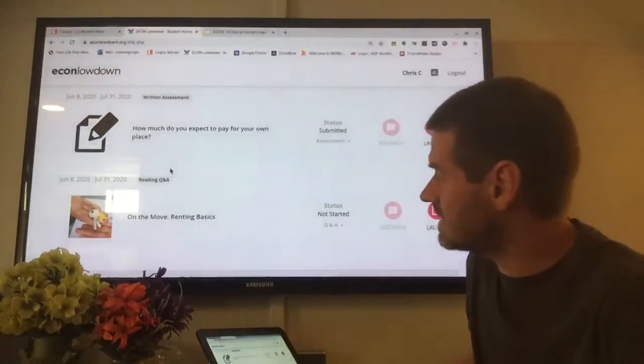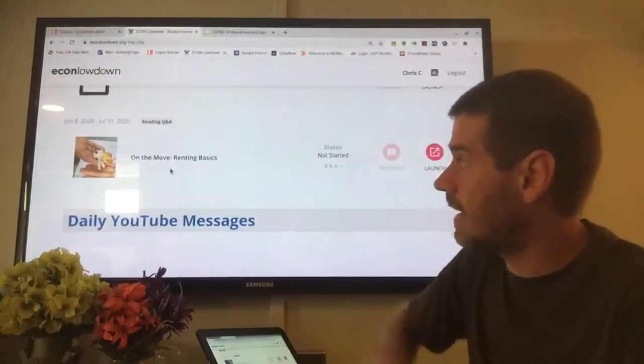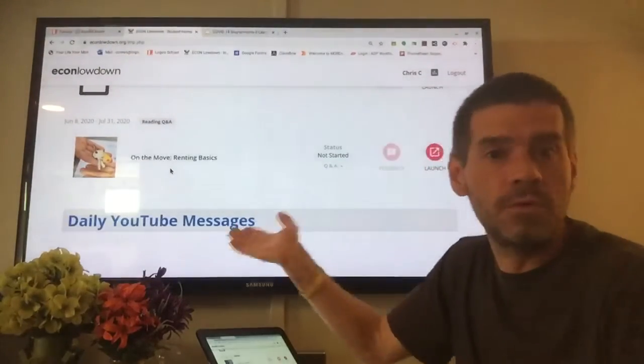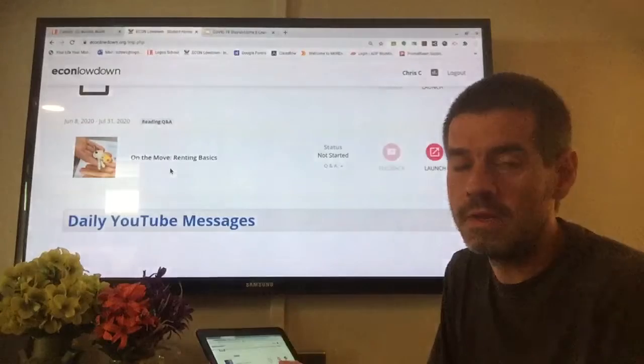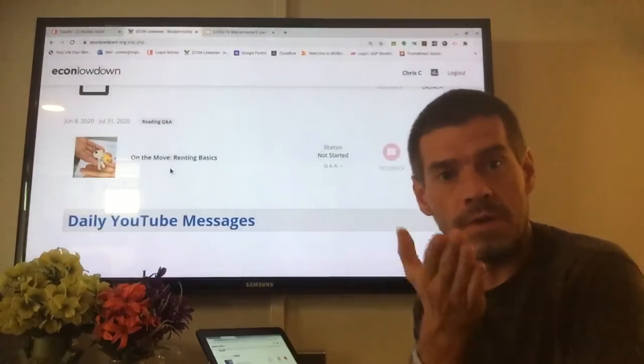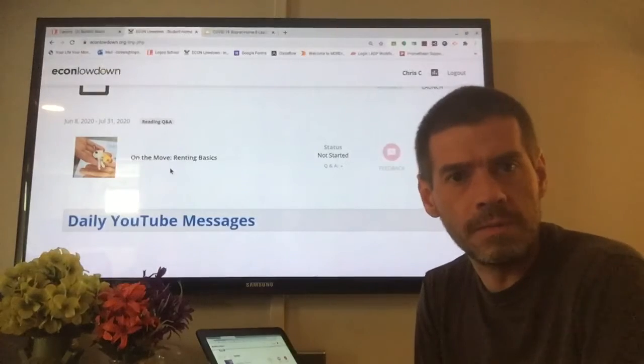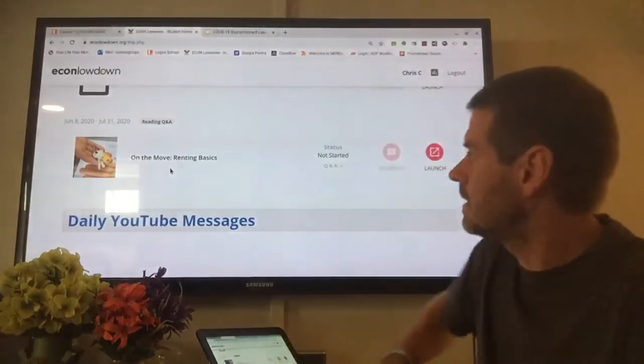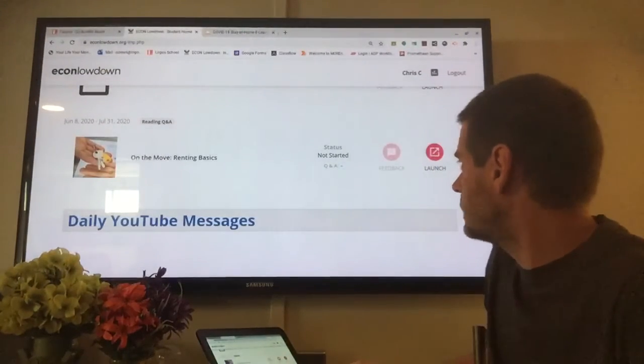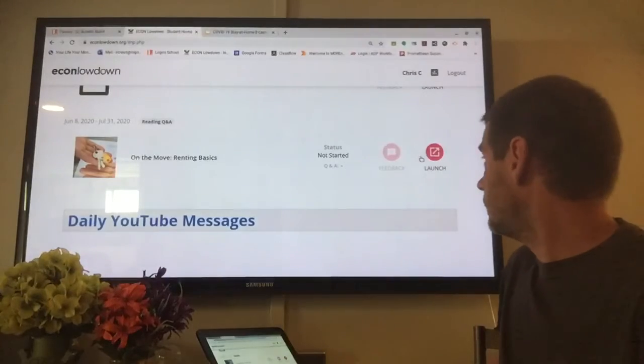But that's what today's assignment is all about, this reading Q&A. It's an article on the Move Renting Basics. This is really helpful information for someone in your position who in the next few years is probably going to be looking for a place to rent. And so let's take a look at this assignment by clicking the launch button. Take a look at this.